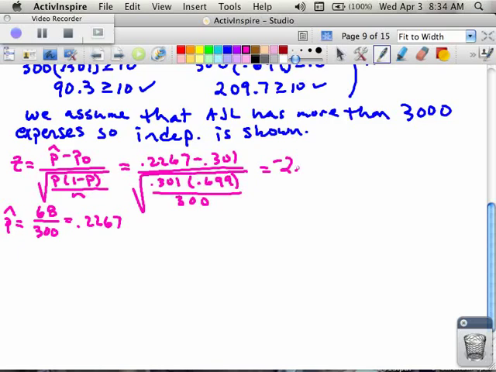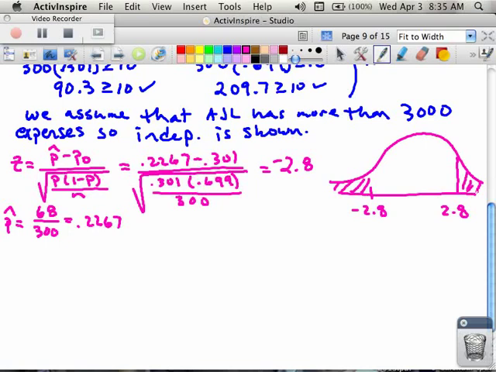If I were drawing a picture, the interesting thing is, even though I got negative 2.8 on my scale, since we know that this is a not equal to, we also have positive 2.8. So don't forget about that.